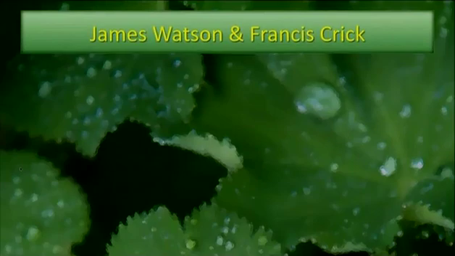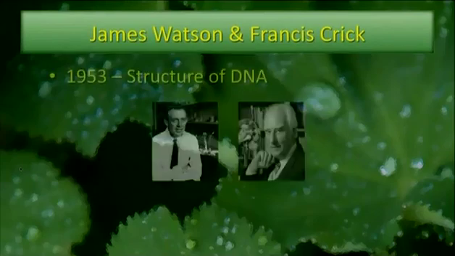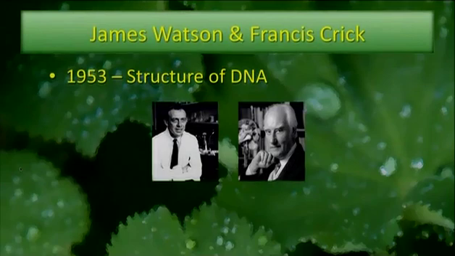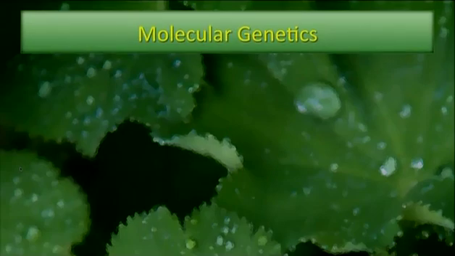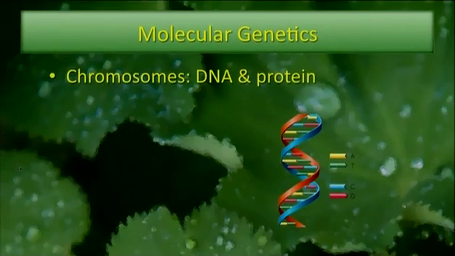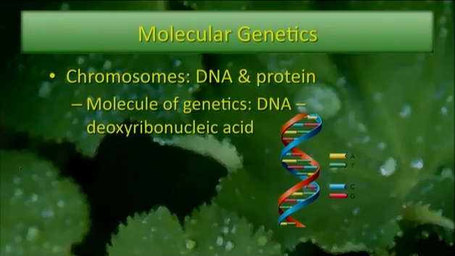Now James Watson and Francis Crick delineated the structure of DNA in 1953, and they ushered in a new field of molecular genetics. If you recall, chromosomes in the nucleus have genetic information that is passed on from one generation to the next. So we're going to go into molecular genetics first. Chromosomes are made of DNA and protein, recall, yes? And the molecule of genetics is DNA.